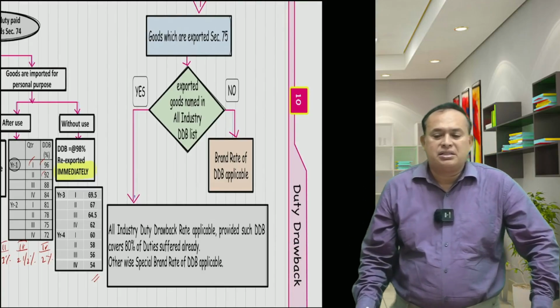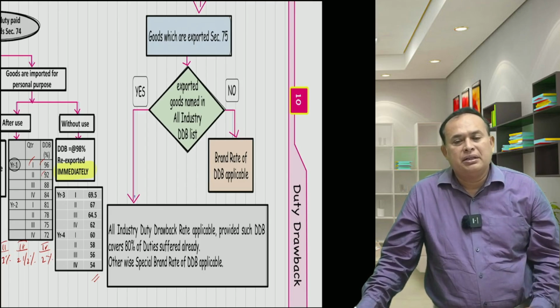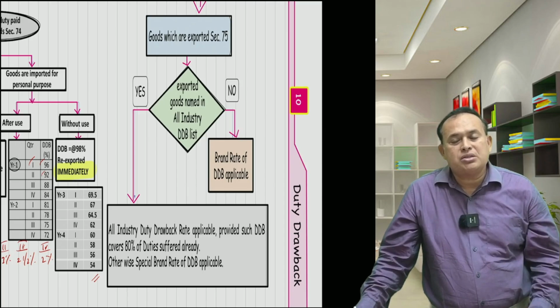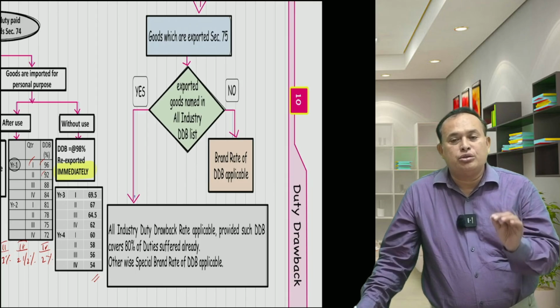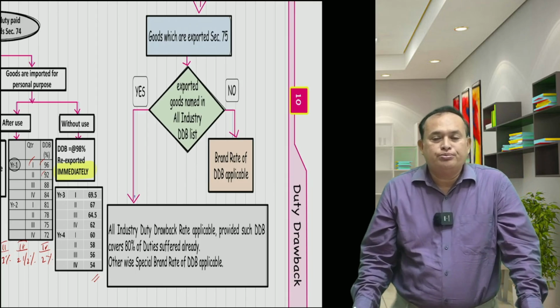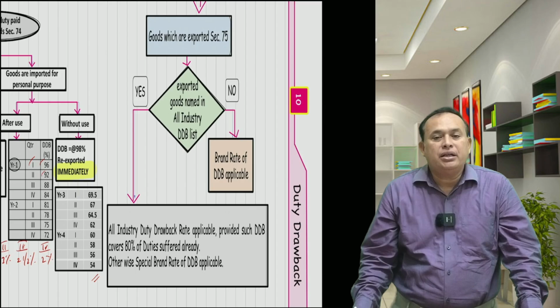Duty drawback, section 75. There are 3 types of duty drawback on account of export. One is called all industry duty drawback. Two, bond rate of duty drawback. Three, special bond rate of duty drawback.